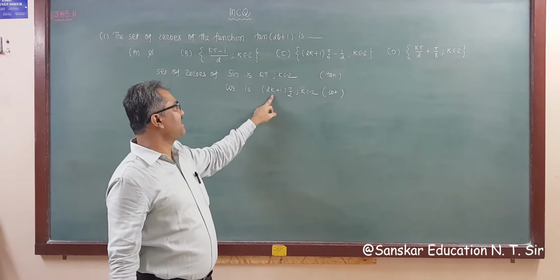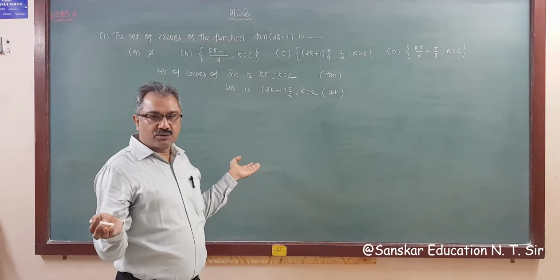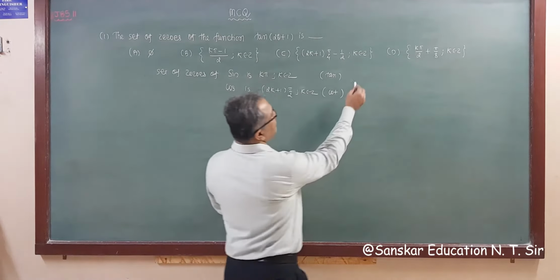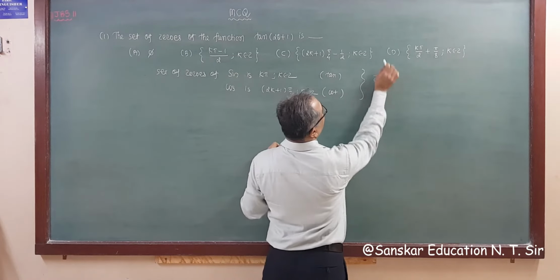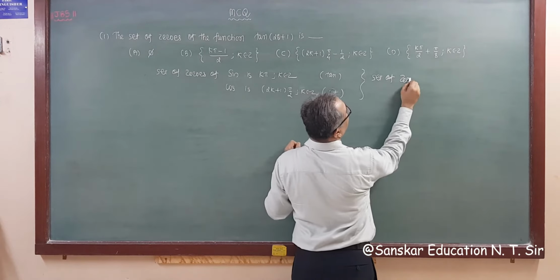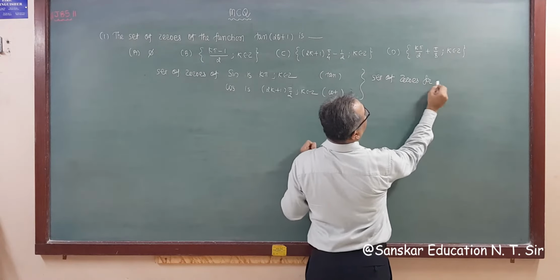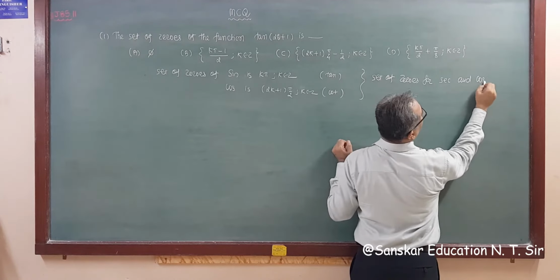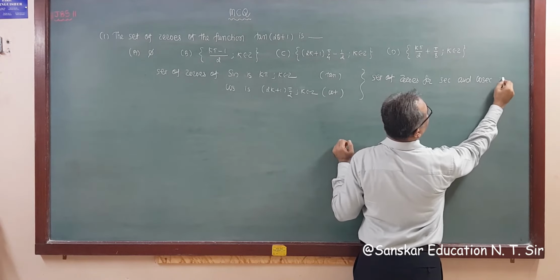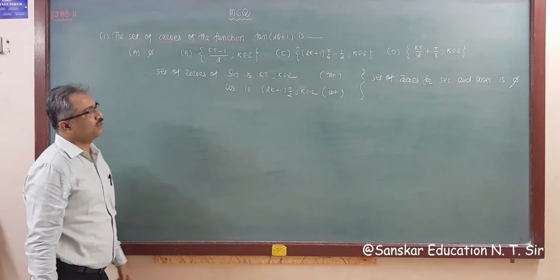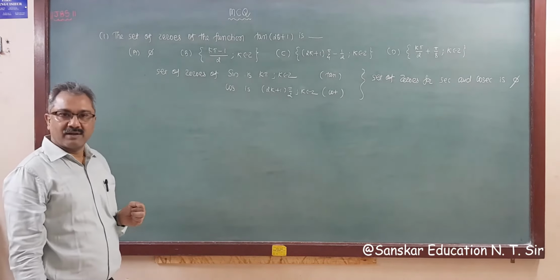Instead of this k you can write n also, so no problem at all, right? And second, the set of zeros for sec and cosec is phi, the empty set, because they are not 0 for any value of x. So this you know, right?